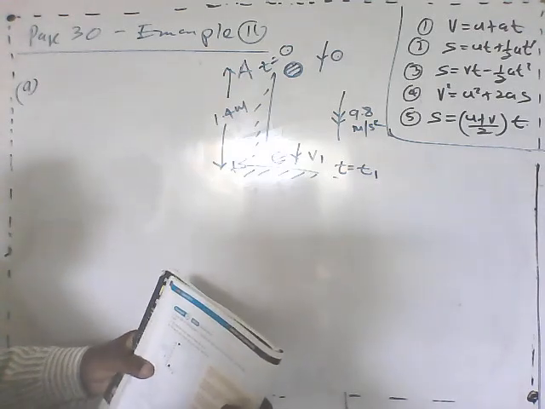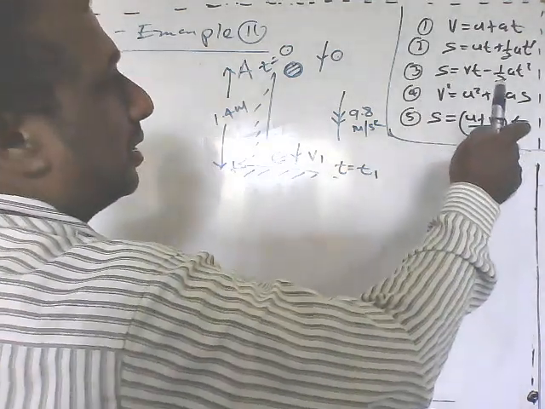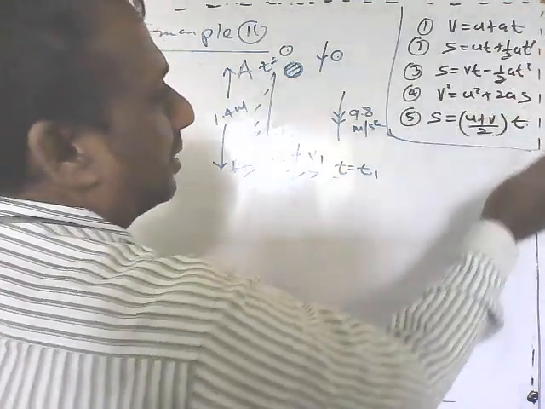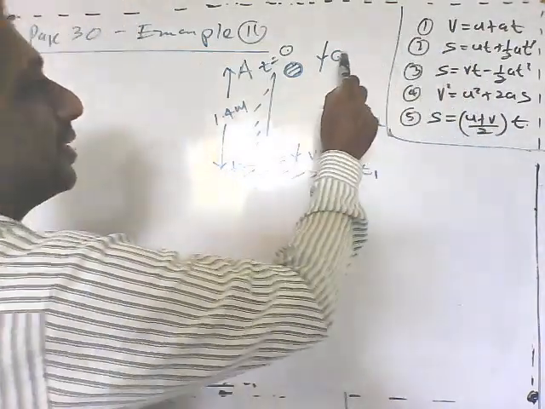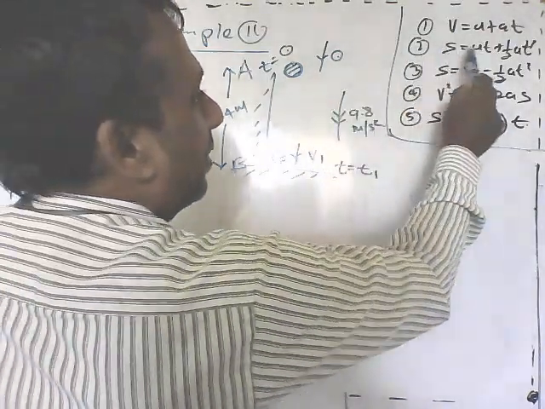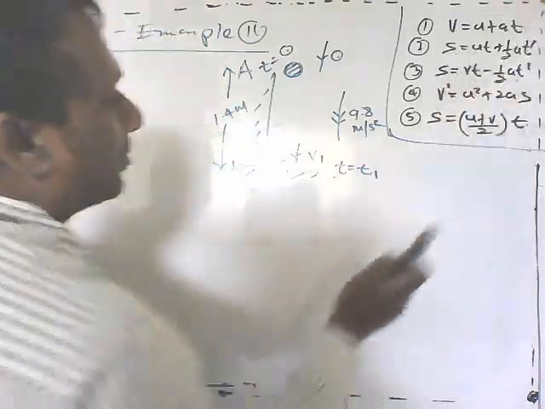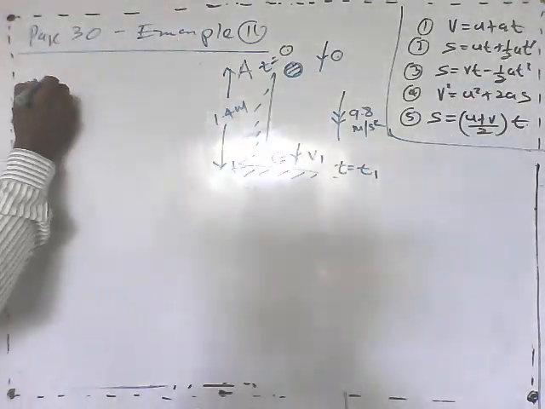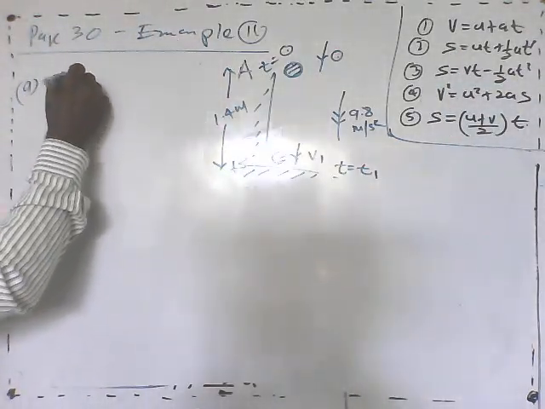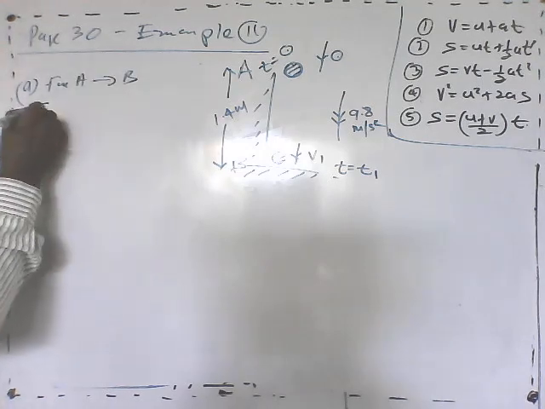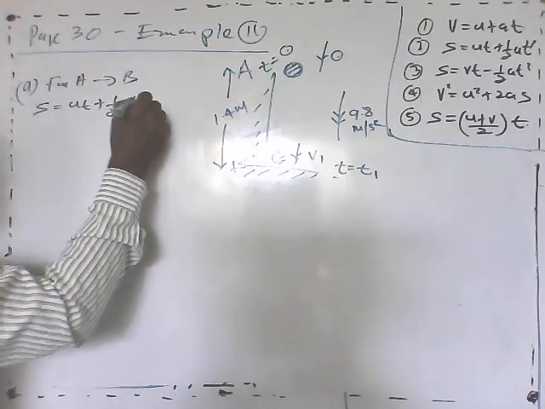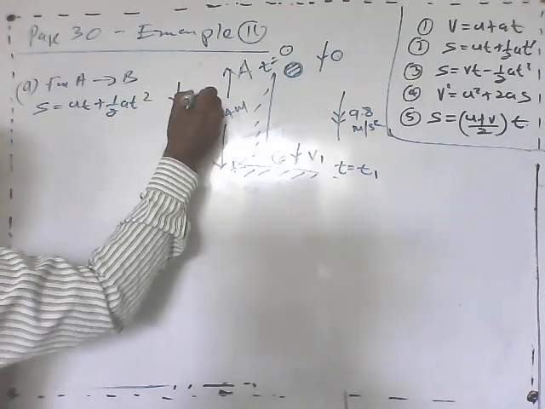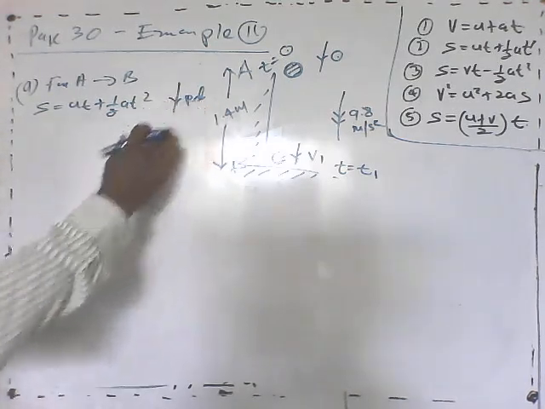So we will use s = ut + ½at². There is no other one. Time is the only thing getting involved like this, and initial velocity we know, and displacement we know. So we can say now, from A to B, s = ut + ½at², downward. And here also we should mention a direction.